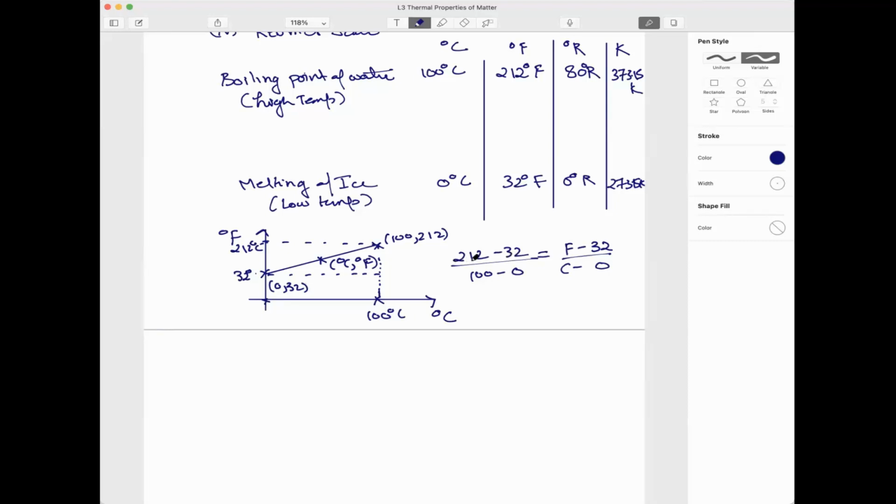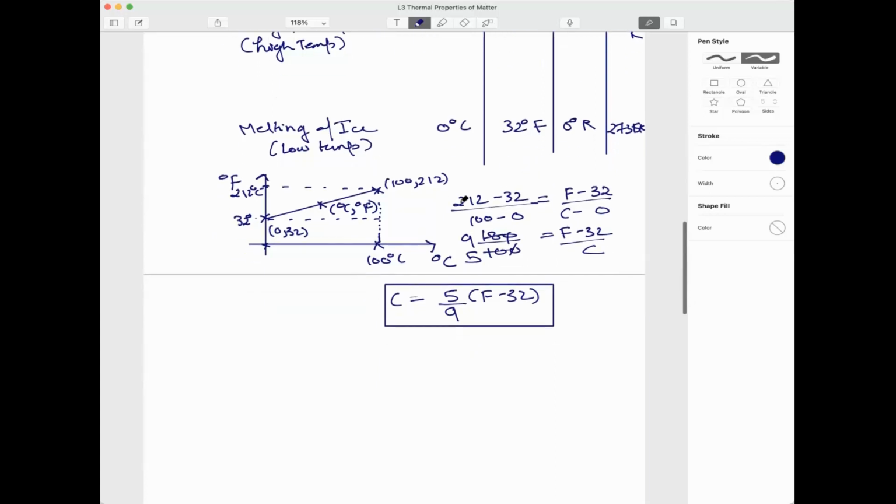So 212 minus 32 will become 180. 180 divided by 100 is equal to (F minus 32) by C. So C comes out to be 5 by 9 into (F minus 32). In the same way, you can relate other scales.